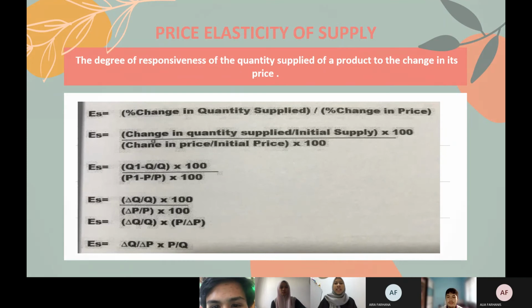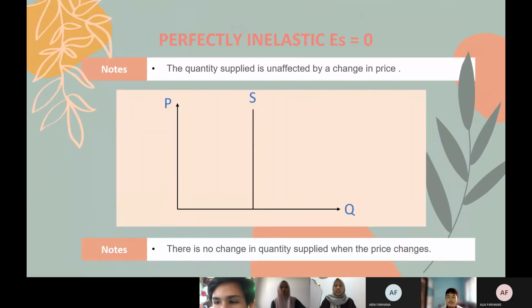Next slide. There are 5 types of price elasticity of supply. Firstly, perfectly inelastic, ES equal to 0. The quantity supplied is unaffected by a change in price. There is no change in quantity supplied when the price changes. Only one quantity can be supplied.